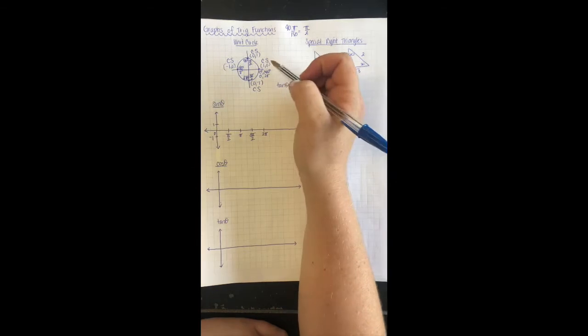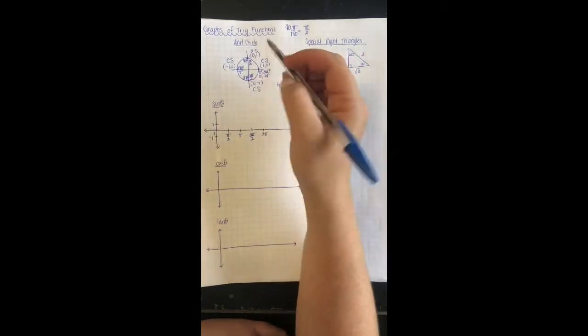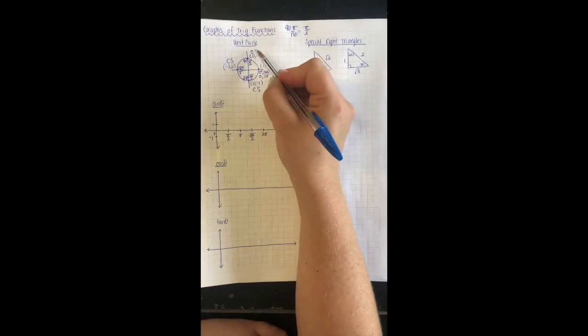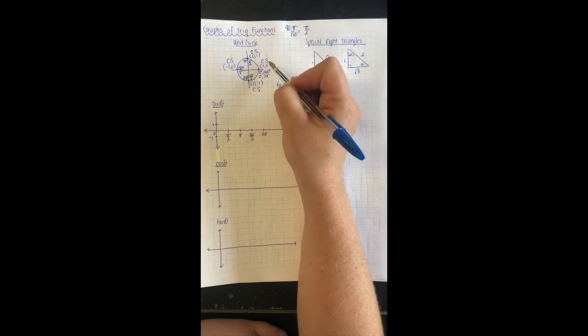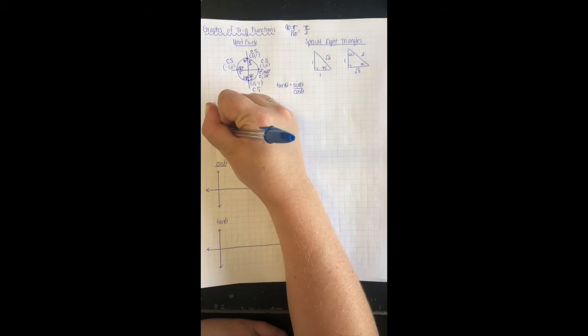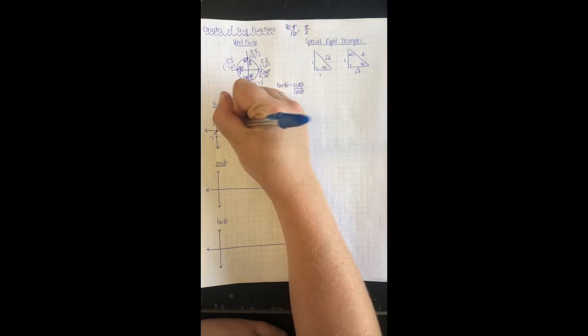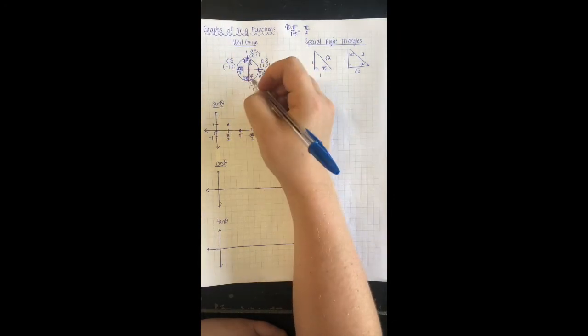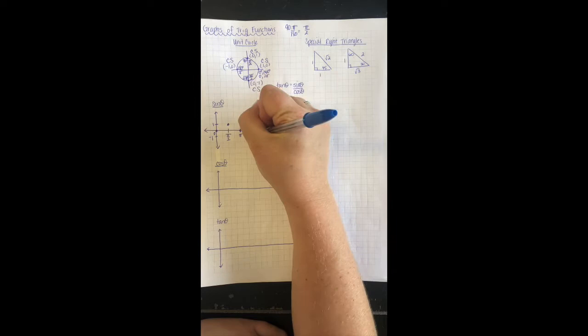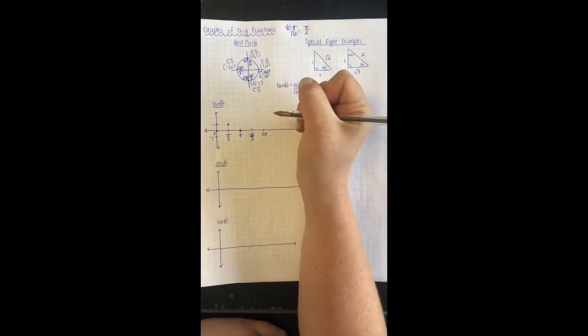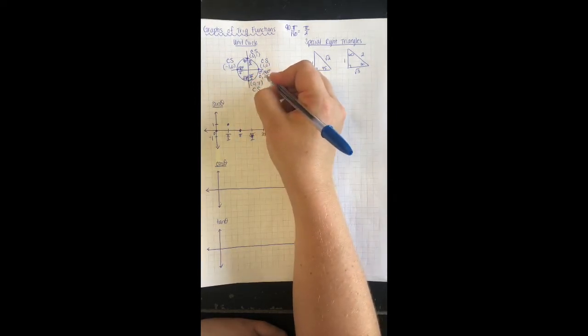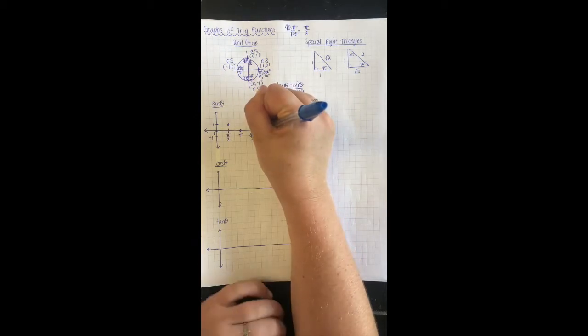Starting with sine. Sine is graphing all of your y coordinates as you go around the unit circle. Starting at 0, we have a sine value of 0. At pi over 2, we have a sine value of 1. At pi, we have a sine value of 0. At 3 pi over 2, we have a sine value of -1. And at 2 pi, our sine value is back to 0.